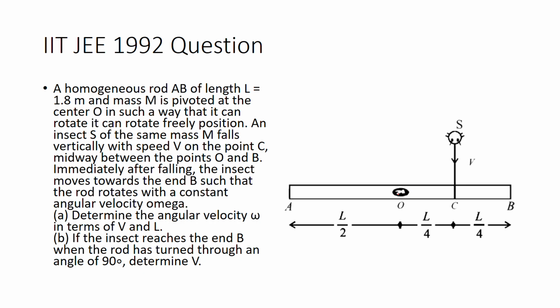There are two parts of this question. First part is we have to determine the angular velocity omega in terms of v and l, and the second part is we have to calculate the value of v when this insect reaches the end c. So the first part is in fact straightforward. It is based on conservation of angular momentum, and in the second part I will do this question with two different methods. One is based on rate of change of angular momentum, and the second one is on rotating frame of reference.